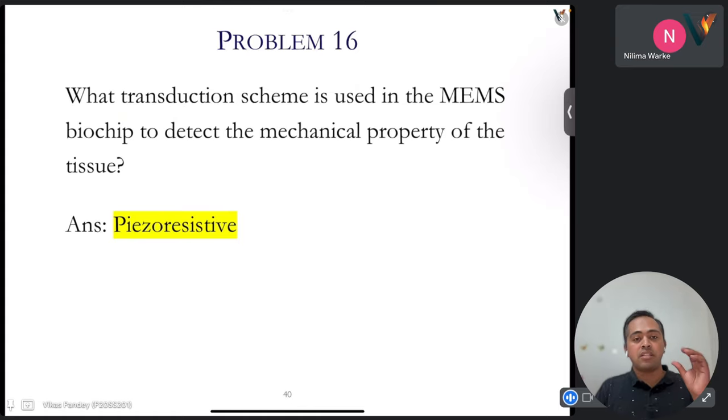When we want to check the strength or bearability of it, how much strength or force can be applied, then we can go for piezoelectric. But here we are talking about how much stress it can withstand, so we can go for piezoresistive. Any doubt till here?